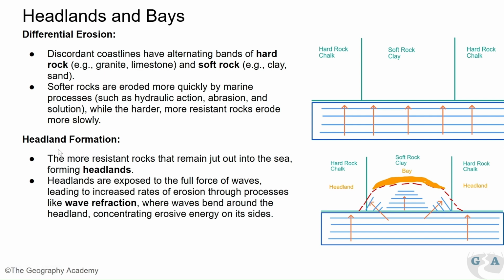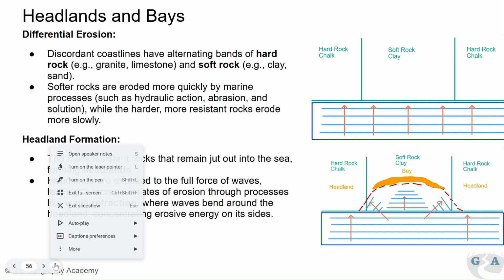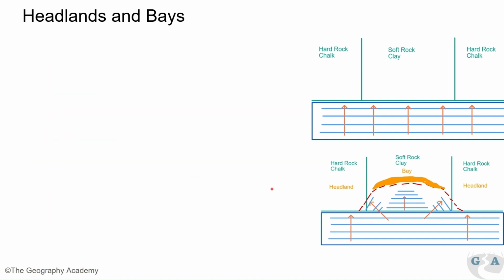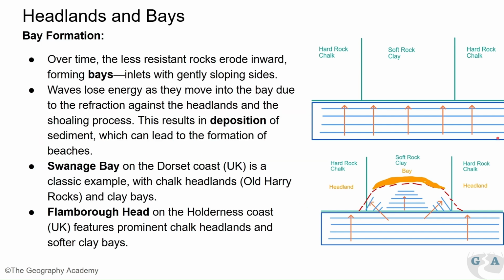And then we see the headland formation. So this is jutting out into the sea, and the hard rock is left to jut out into the sea. They're exposed to the full force of the waves, and they have rates of erosion increasing due to wave refraction as the wave bends around the headland. So we can see it here breaking the energy and causing refraction, or the change of the wave direction. Now this will reduce the force of the waves and it will definitely dissipate their energy, which will then in turn lead on to the depositional feature, which is the bay.